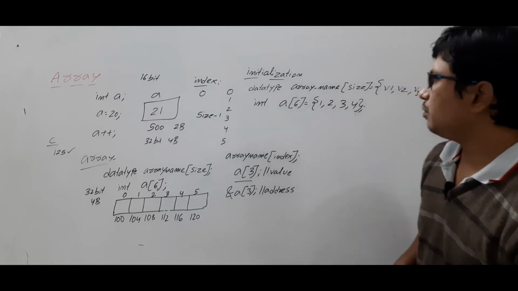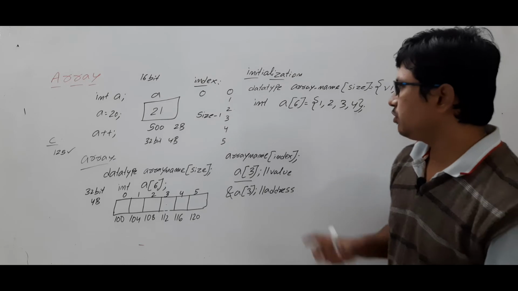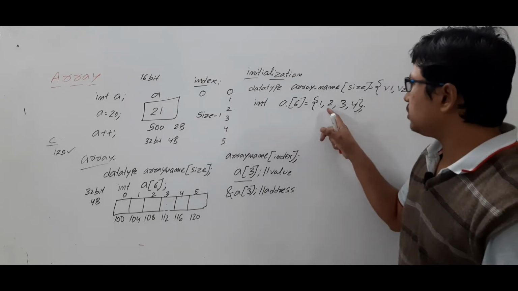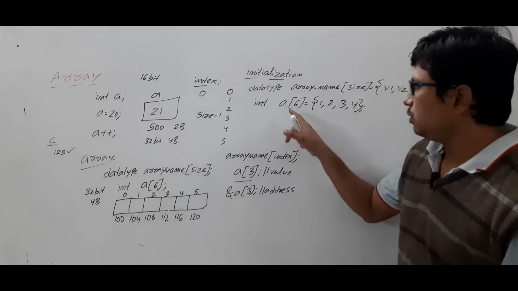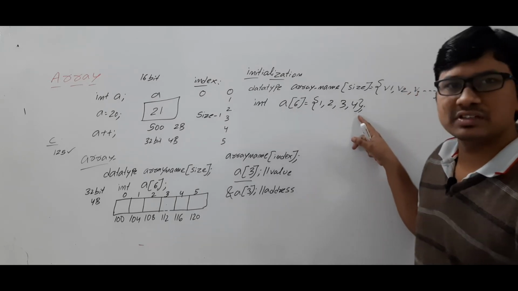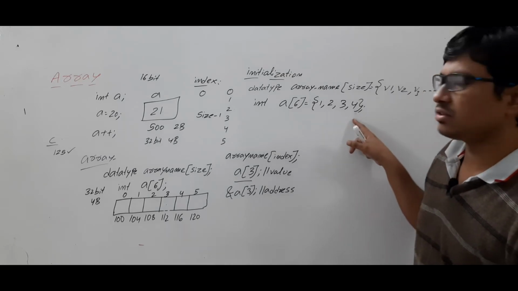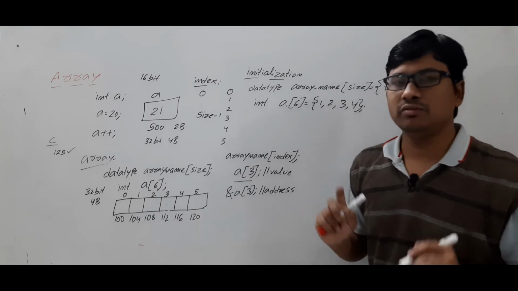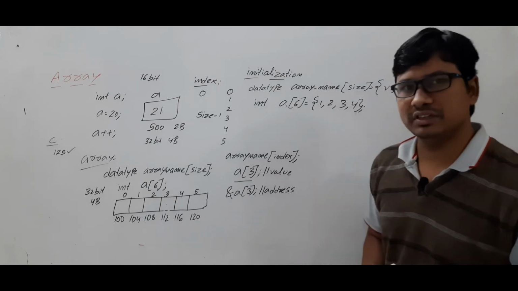Now what is the point? If you initialize like this, what will happen? Now, sir, 1, 2, 3, 4 are there. You have specified the size as 6. So you should specify 6 elements, but you initialized with 4 elements. What will happen? Will it give an error or not? That will be your question. Let me clarify this point.